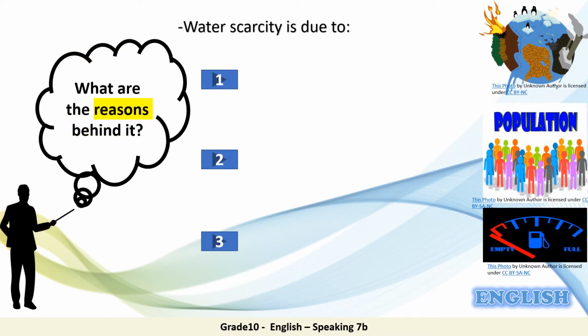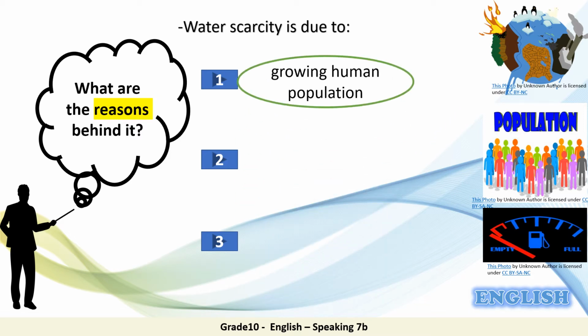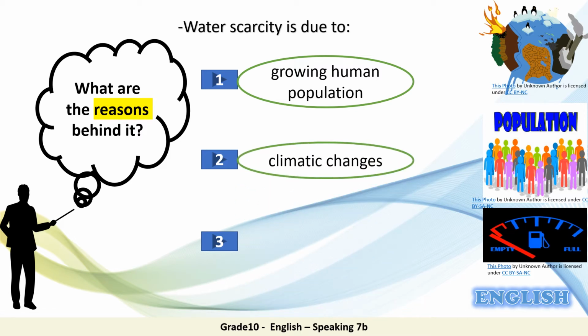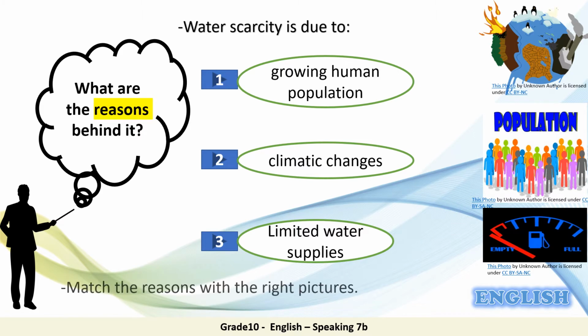Secondly, what are the reasons behind it? The reasons behind water scarcity. Can you guess with the help of the 3 pictures? Yes, indeed. You guessed it right, dear students. The main reasons are growing human population. Excellent. Reason number 2 is climatic changes. And another important reason is the limited water supplies. Very good. And now, dear students, match the reasons with the right pictures. Pause the video and give it a try.